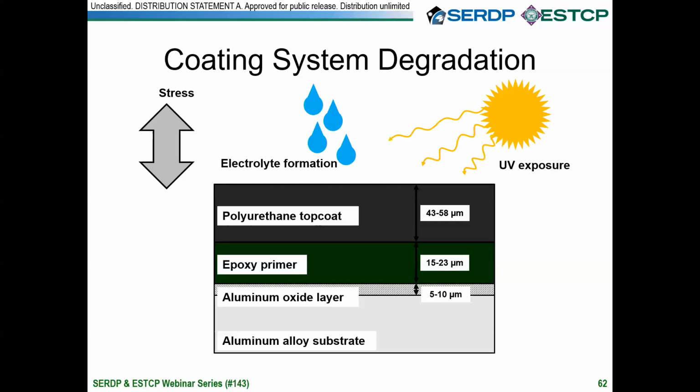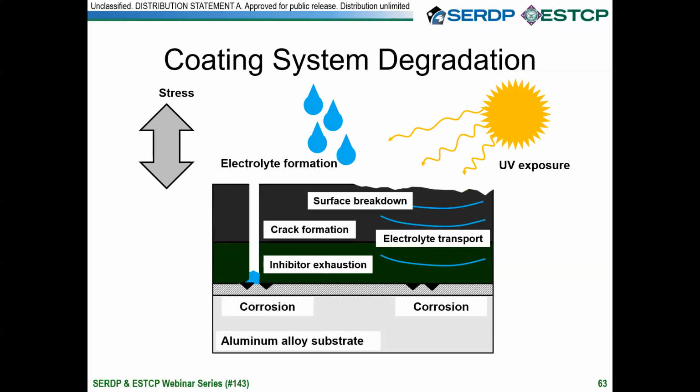We then expose that coating system to an environment that includes UV radiation from the sun, water from rain, condensation, or the aircraft washdowns that Captain Andrews mentioned, and stresses from flight operations. These exposures occur over the course of months and years. That can lead to aging and degradation of the coating system via surface breakdown that leads to electrolyte transport through the coating and leaching of the inhibitor, as well as through-thickness crack formation that allows water and corrosive ions to penetrate through the coating system right to the substrate. And once the inhibitor is exhausted, corrosion can occur.